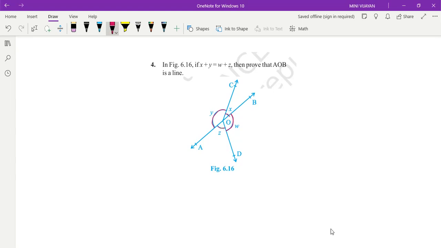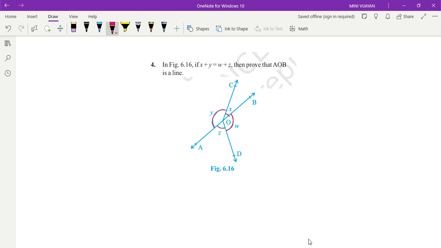Then you have to prove that if that condition holds, AOB is a line. So we cannot apply the linear pair property in the beginning itself, because when you add x and y, we are not getting 180 or a straight line. We cannot say that, because we have to prove that AOB is a line. It is not given here that AOB is a line. So for x plus y, we cannot say that it is a linear pair. You understood? Why can't we say that x plus y is equal to 180?